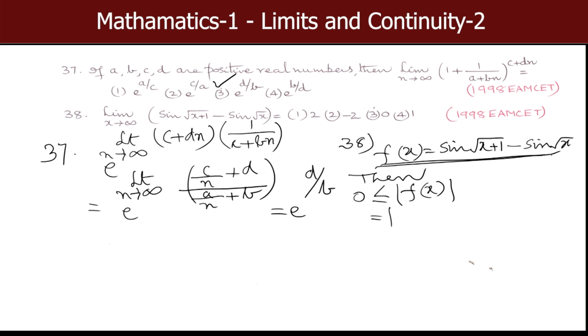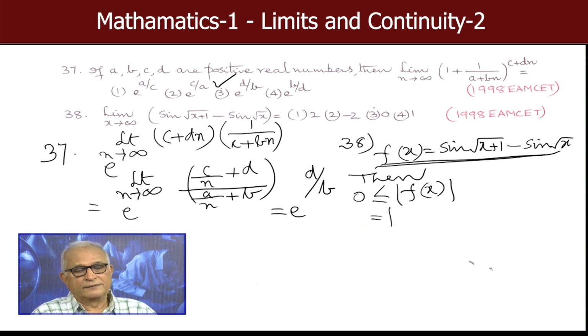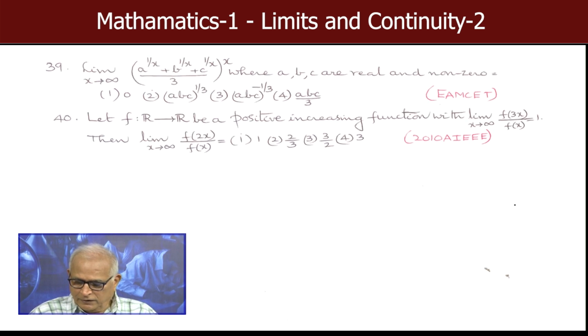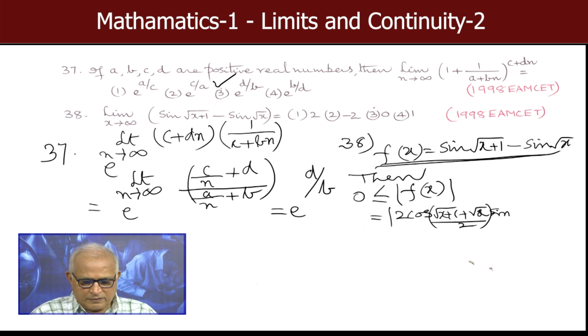I apply the transformation for this. This is in the form sin A minus sin B. What is sin A minus sin B? 2 cos (A plus B) by 2 sin (A minus B) by 2. Therefore, using the transformation formula, you can write sin root (x plus 1) minus sin root x as 2 cos of (root (x plus 1) plus root x) by 2, sin of (root (x plus 1) minus root x) by 2.